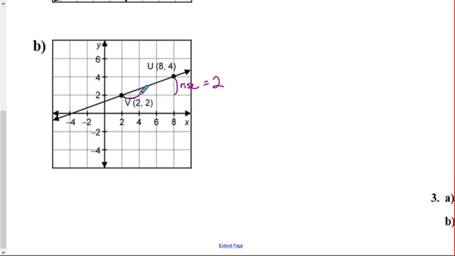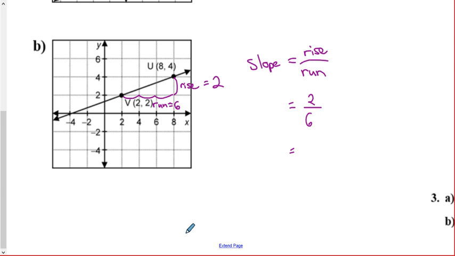This is our run: 2, 4, 6. Looks like our run goes from 2 to 8. That's a run of 6. So our slope equals rise divided by run. That's rise of 2, run of 6.